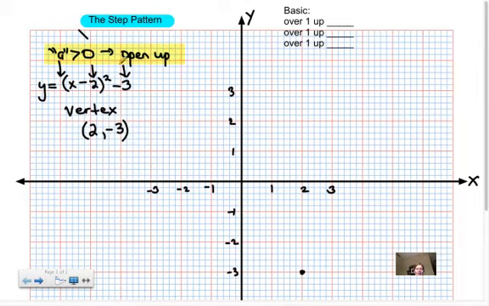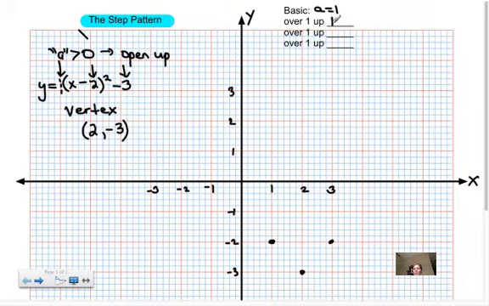The other thing I recognize is that my a value is 1. There's that imaginary 1 in there that we don't have to write. So if you have an a value of 1, which is our basic step pattern, then from the vertex point, the rule says I'm going to go over 1 and then up 1 to get to my next points. And we do that on both sides. So let's go over 1 space, up 1 space, and that's going to give us our next points. And it's going to mirror it on the other side.